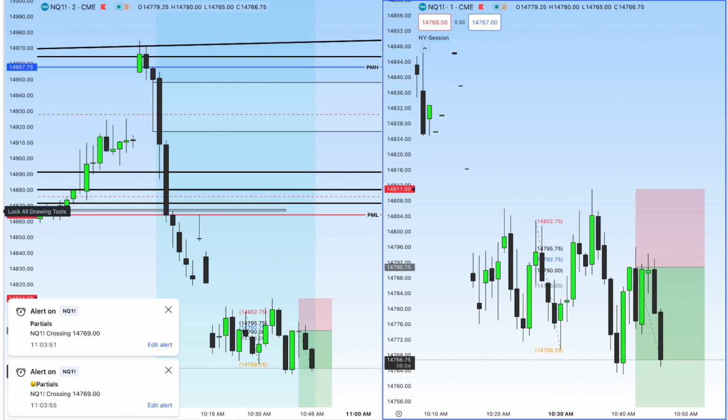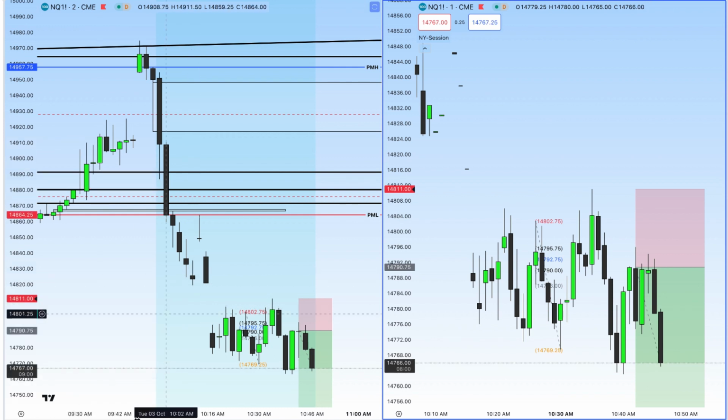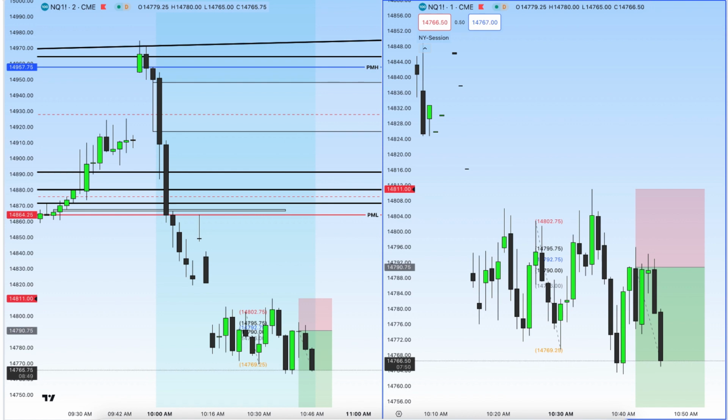So here my alert went off for my partials. That's pretty cool. I think I've explained partials before. It's basically taking off a good chunk of your position so that you can pay yourself. They call it paying the trader.